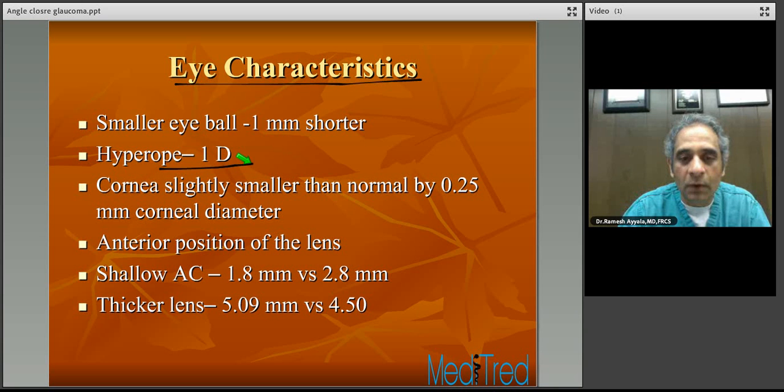Cornea slightly smaller than normal by 0.25 millimeter corneal diameter. The lens is more anteriorly positioned in these eyes. The chamber is shallow. Normal chamber is about 2.8 millimeters to 3 millimeters. These eyes that are prone to develop these attacks are about a millimeter shallower, so you're looking at 1.8 millimeter shallow chambers. The lens is thicker generally in this patient population, 5.09 millimeters versus 4.5 millimeters.